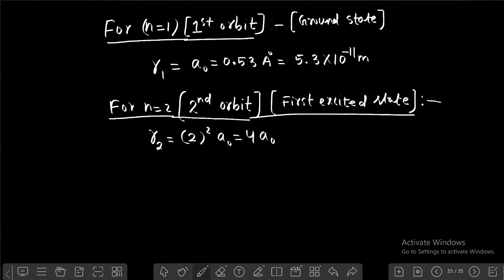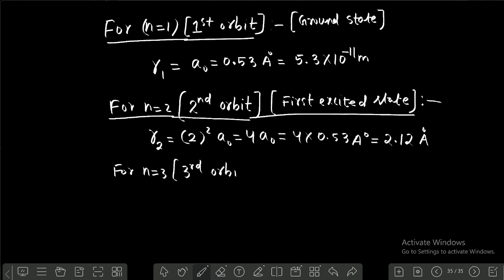2 square a naught is 4 a naught. Listen, now 4 into 0.53 angstrom. How much will come, say? 2.12 angstrom. Remember this. Similarly, for n equal to 3, which orbit is it? Third orbit. The third orbit is also called what? Second excited state.